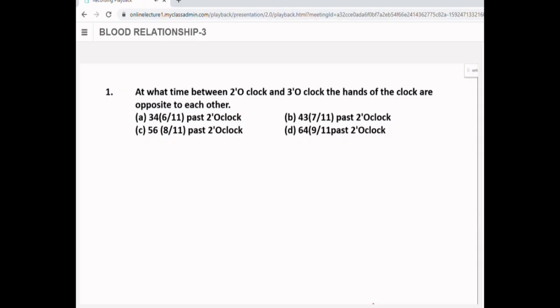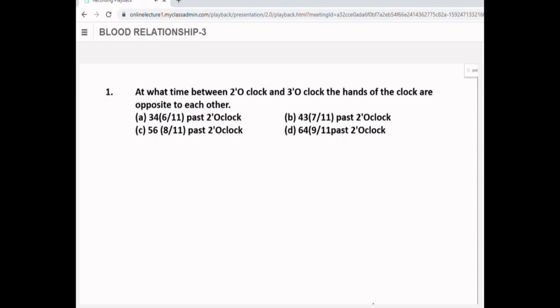So what will be the opposite of between 2 and 3? Opposite of 2 is 8, opposite of 3 is 9. Right. So the opposite of in between 2 and 3 will be between 8 and 9. Notice, if the minute hand is on 8, it's 40. And if it is on 9, that is 45.